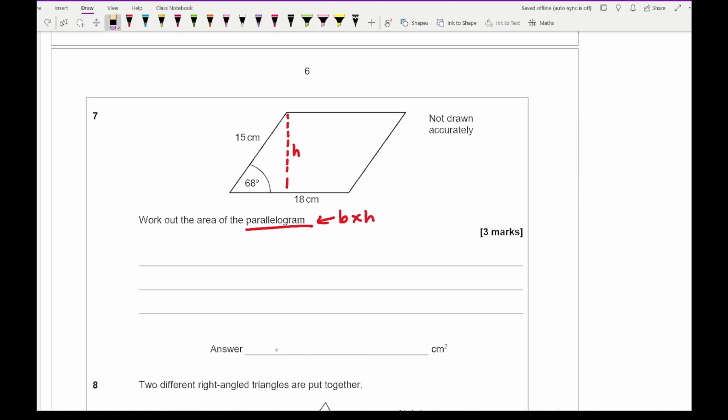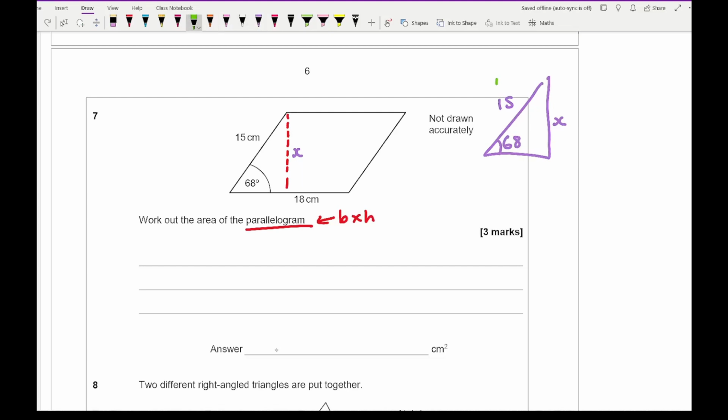Now, obviously h, when using trigonometry, is commonly used for the hypotenuse, so let's just call that x. If I take that triangle out, I know that this angle here is 68, this is 15, and I want to know what this side here is going to be.